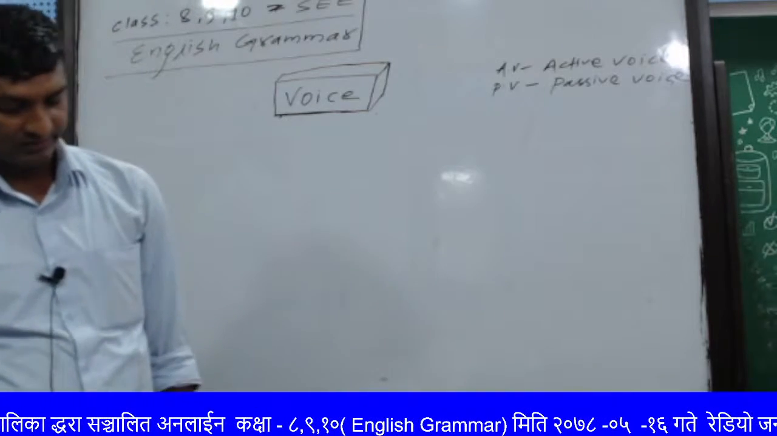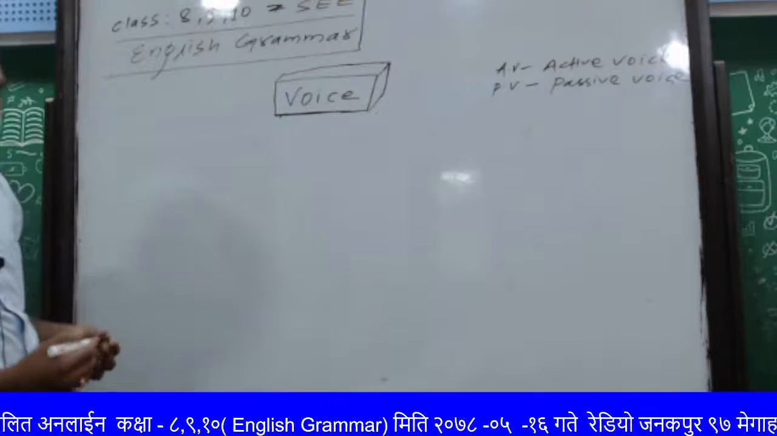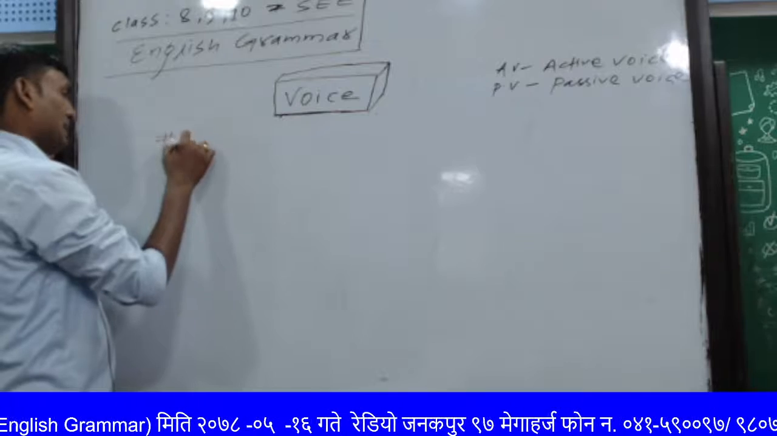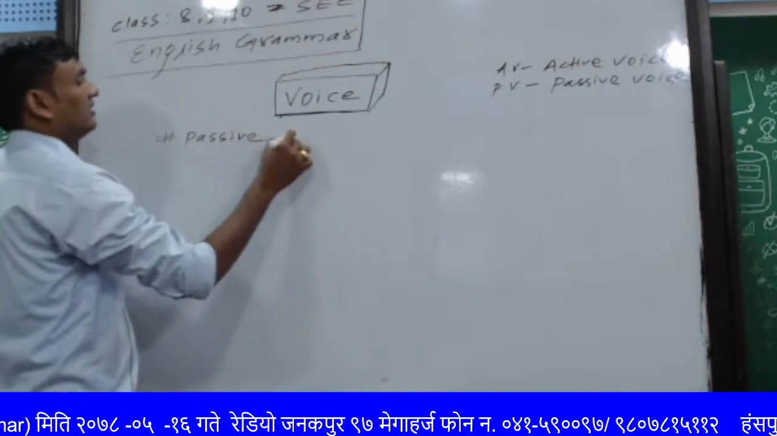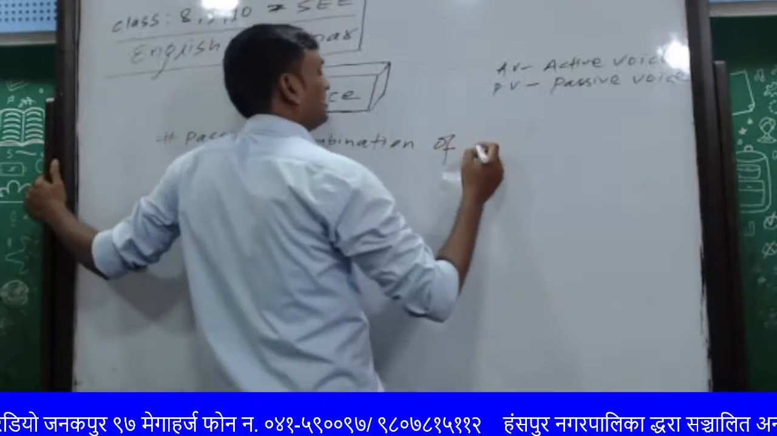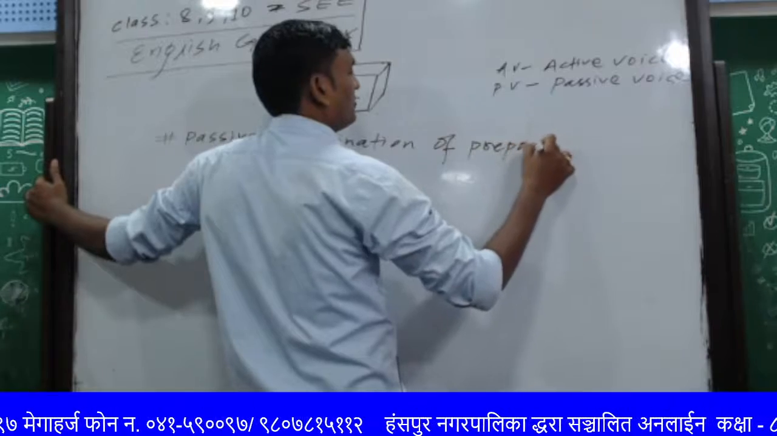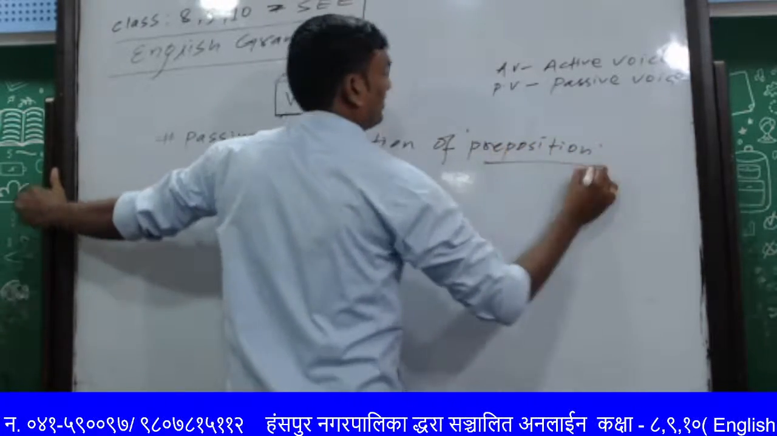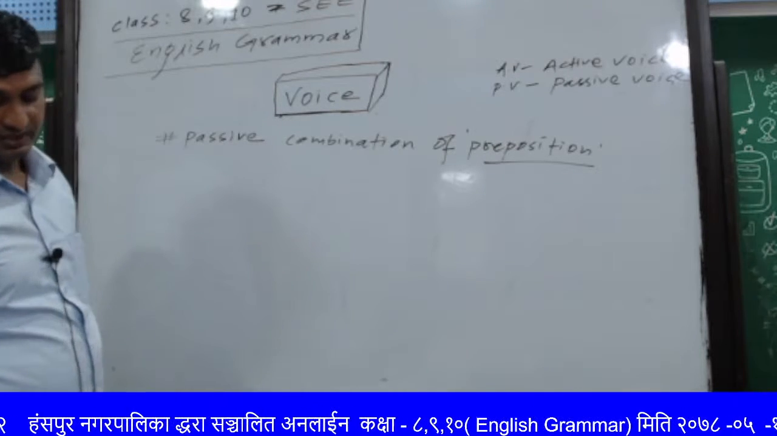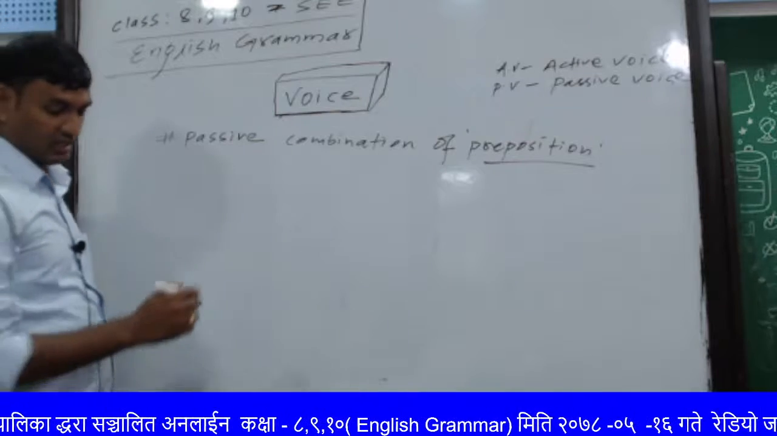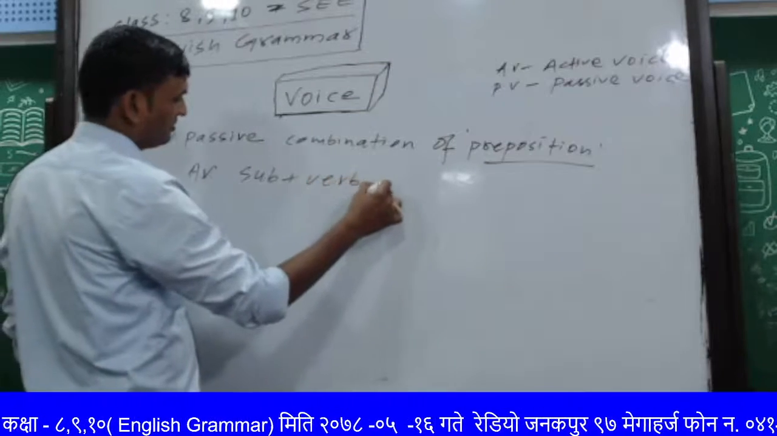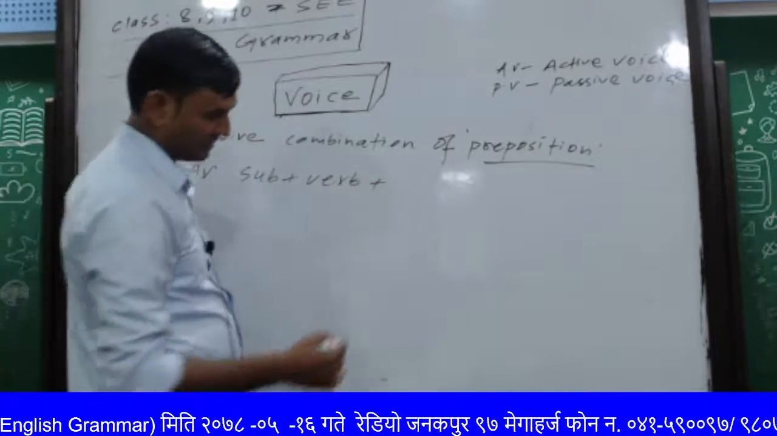Then dear students, we are going to another topic: passive combination of preposition. Passive combination of preposition. Listen. Active sentence: subject, verb, then preposition, object.